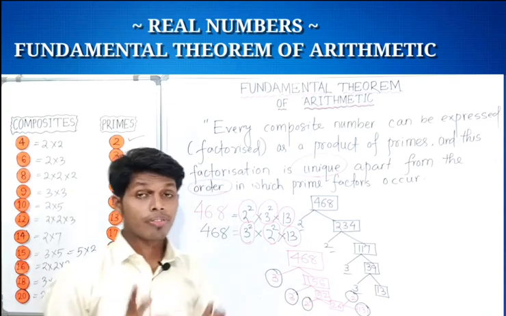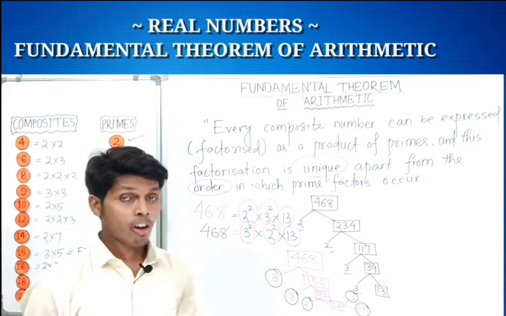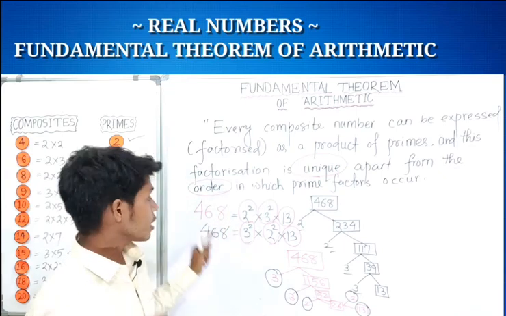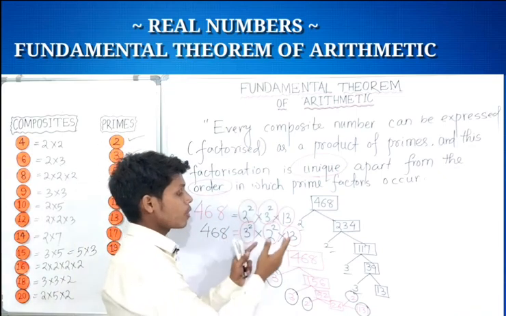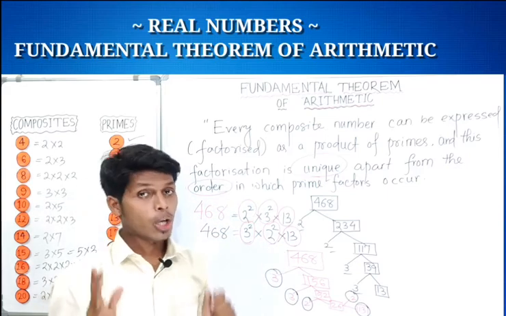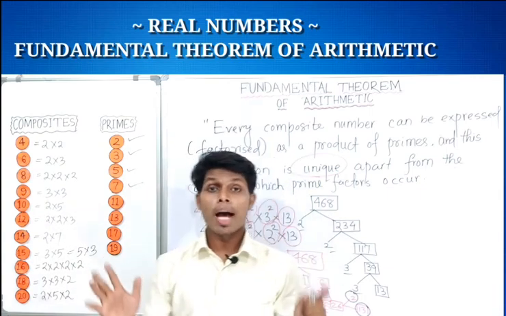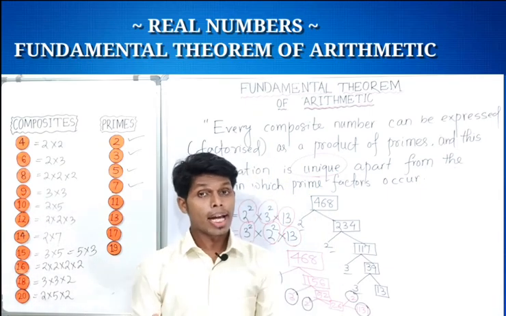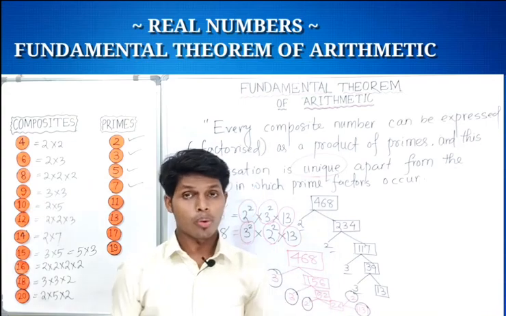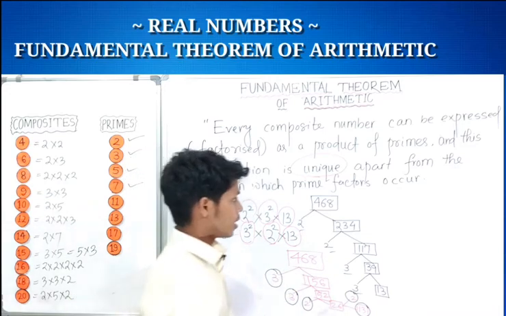Whenever you are asked to prove or check whether a given number is prime or composite, how can we check it? We will just factorize it, and if you get some prime numbers multiplied together to give the given number, then the given number is composite. Okay, so I hope you have clearly understood the fundamental theorem of arithmetic. Now let's solve one question from your textbook and we will complete this session.